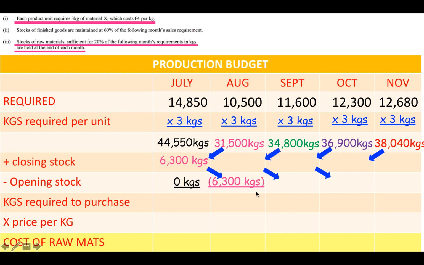We take away this opening stock because we do not need to purchase that in August, because imagine that it is already sitting in the warehouse. You do not need to purchase that. So you do the same thing across the board.